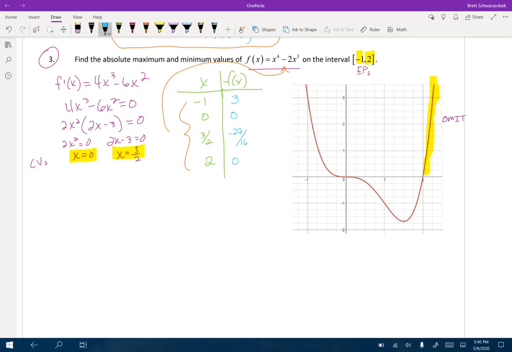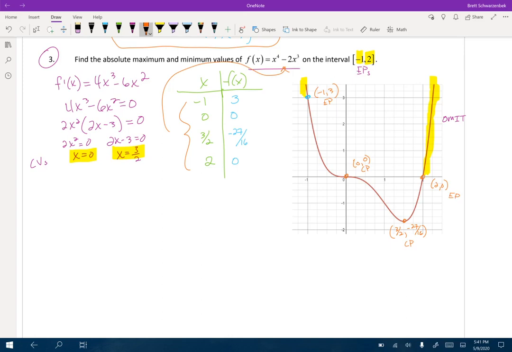So we'll go over here, and note again, this is also kind of omitted from the graph up here. We can label the coordinates. So here we have -1, 3, which is an endpoint. We go to 0, 0, which is a critical point. We go to 3 halves, -27/16, which is also going to be a critical point. And then we go to 2, 0, which is going to be an endpoint. Any one of these values could be an absolute extreme value.